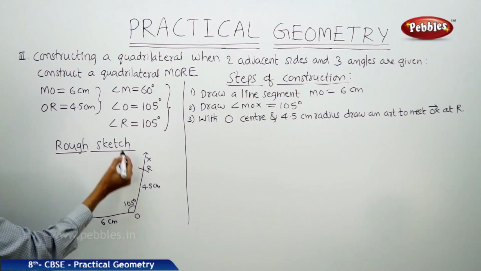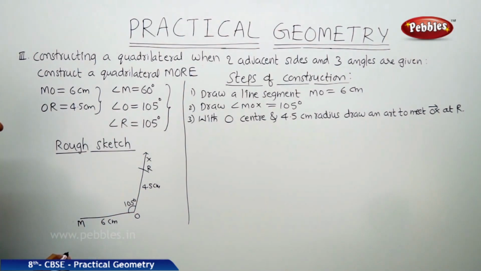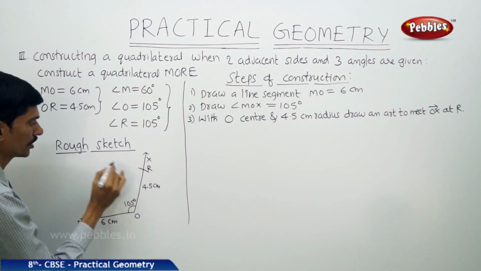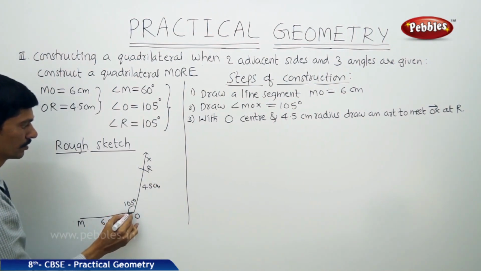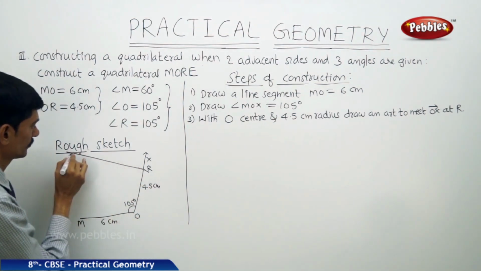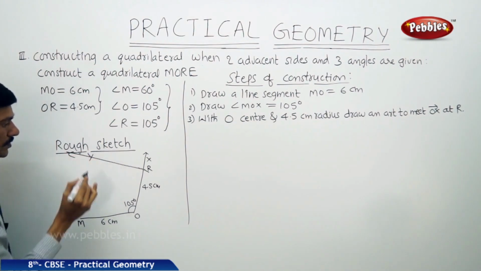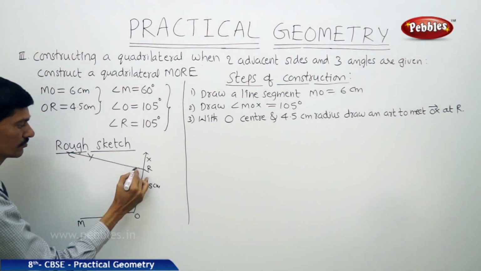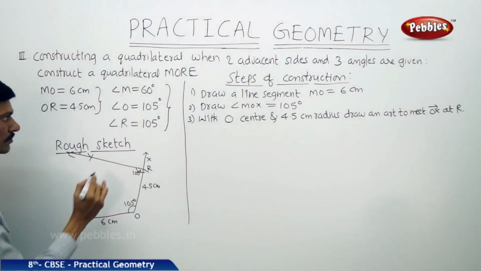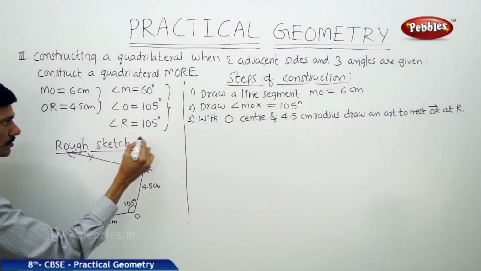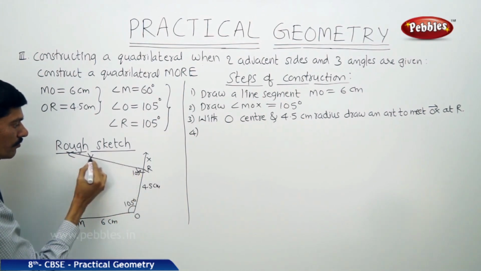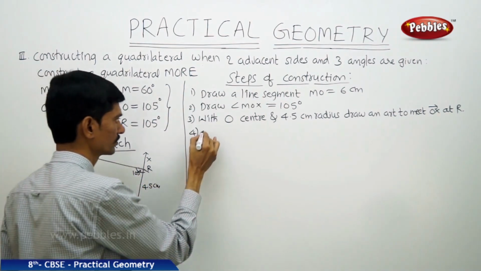Now angle R is given that 105 degrees. So at the point R, we will draw another angle, angle ORY. So angle ORY, this is 105 degrees. Then you will write the step immediately. Draw angle ORY equals to 105 degrees.